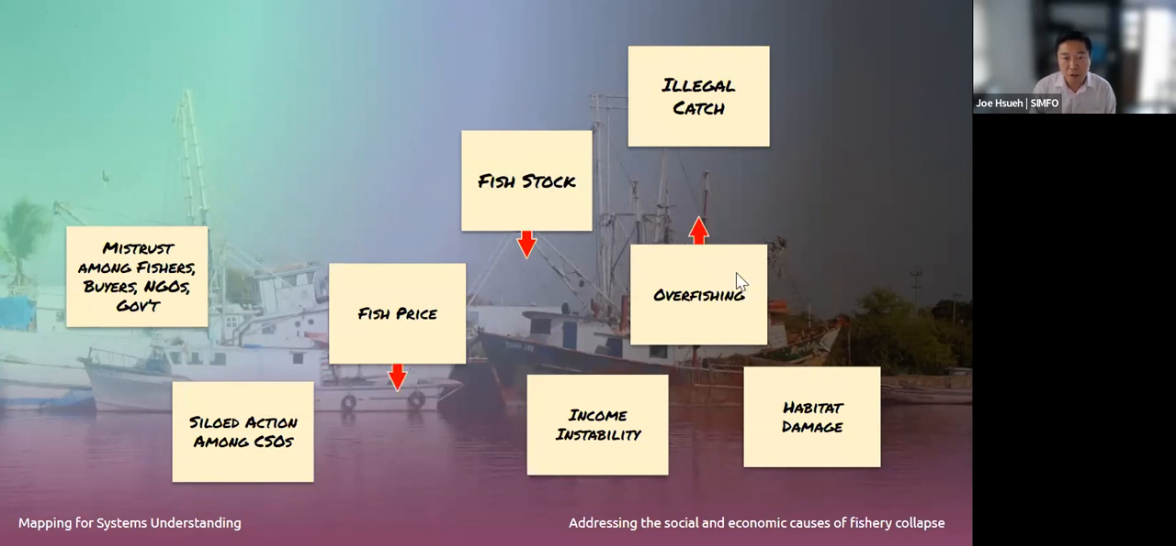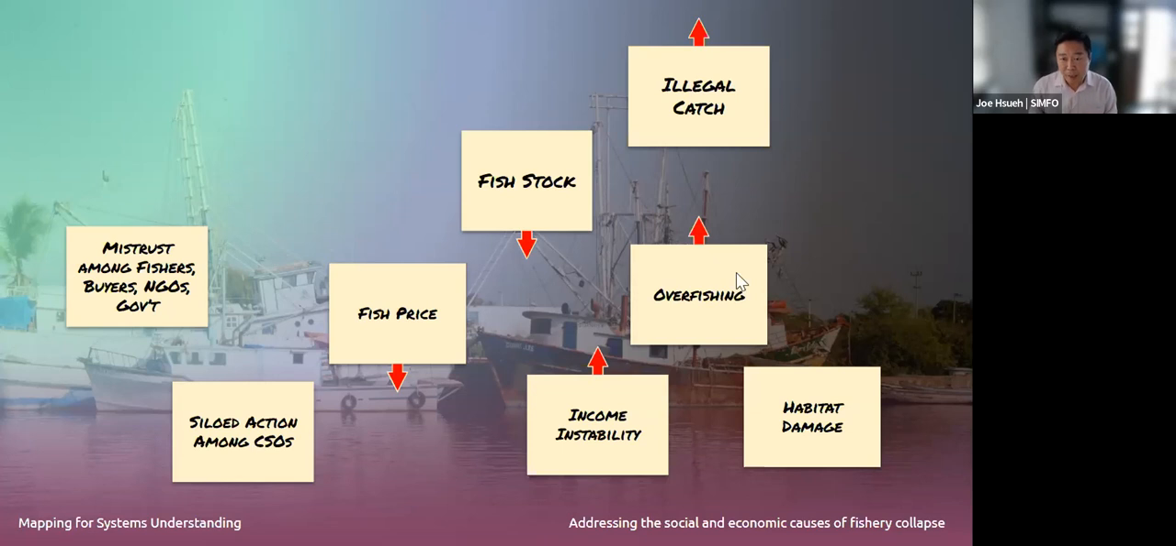Because of overfishing, when you overfish, you flood the market with a lot of fish. The fish price also drops, which causes a lot of income instability. Sometimes you have fish, sometimes you don't have fish. Prices go up, go down, a lot of income instability.